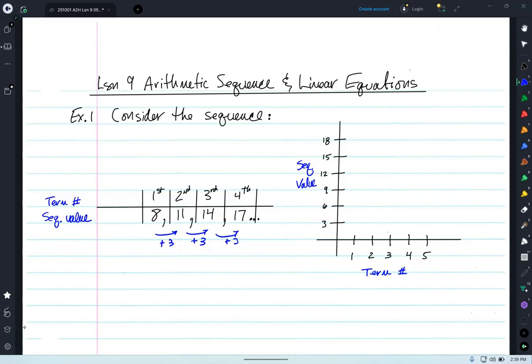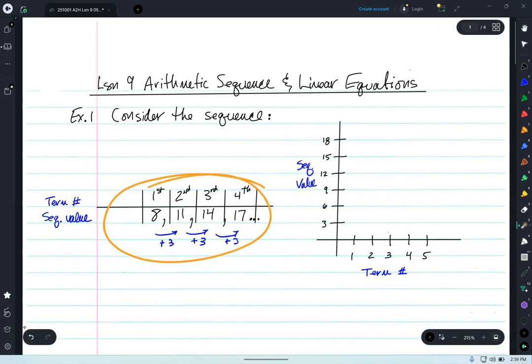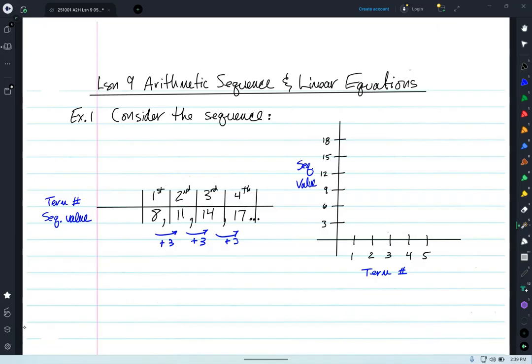Okay, now I want to point something out, right? Let's go back and talk about our sequence that we wrote out here. You told me that it had a common difference of 3. What you looked at was the change going up here in the sequence value. But there was also a change that occurred with the term number. What happened there? Every time my sequence value went up by 3, what was that? The term number increased by 1, right?